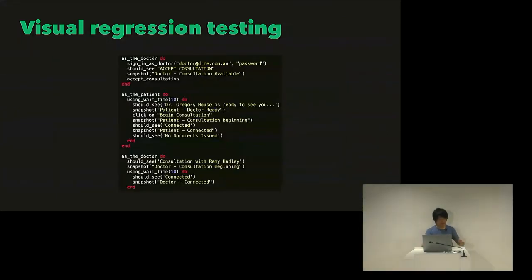This is how we implemented it. So this is from a test of ours. Ignore the DRME, that's our old brand that we recently rebranded. So as a doctor, someone should see some text, and then the snapshot line tags that screen as doctor consultation available. So that's the heading you see in Percy. So you can go, okay, this screen is meant to do this. And it's a way for them to match the visual diffs across test runs. And then we have snapshots for the patient side as well, which is great.